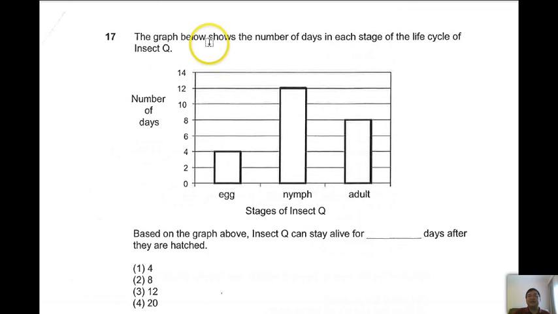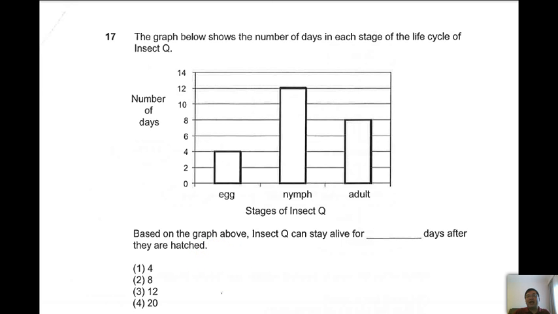A graph below shows the number of days in each stage of the life cycle of an insect. Being an egg, it stays for 4 days. Being a nymph, it stays for 12 days. Now there's nothing to do with comparison, 8 days more, 8 days less, whatever. It is fully as an egg 4 days, fully as a nymph 12 days, and as an adult 8 days. Based on the above graph, the insects stay alive for how many days after they are hatched?